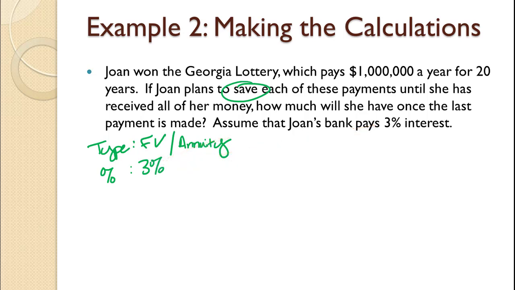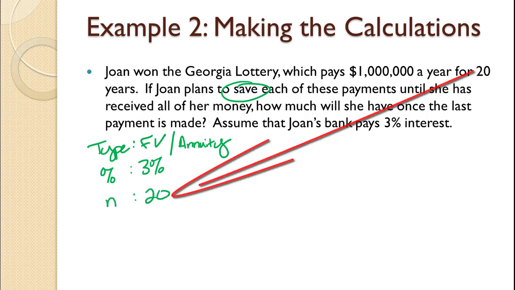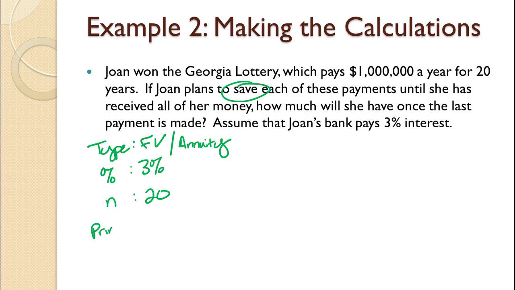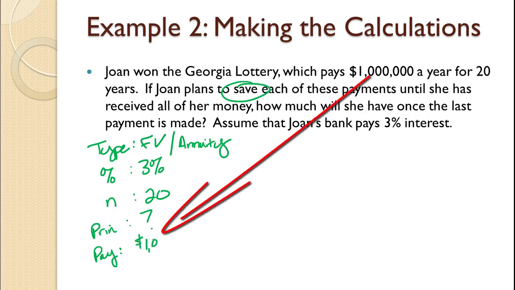3%, and it looks like we're making payments annually. No information about any of the compounding, so we're not going to worry about dividing by anything. I mean, you can divide by 1 if you want to. Anyway, our N is 20 years. Our principal, now we don't know. What we have instead are a series of payments. Not interest payments specifically, but payments. $1 million.